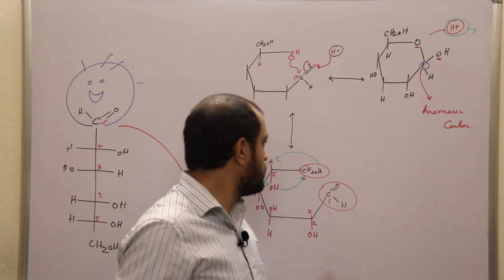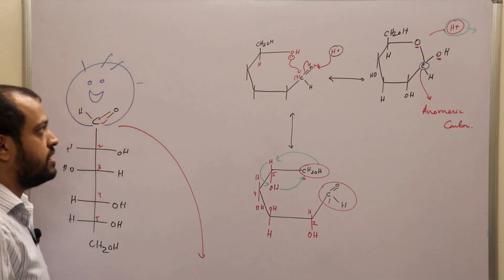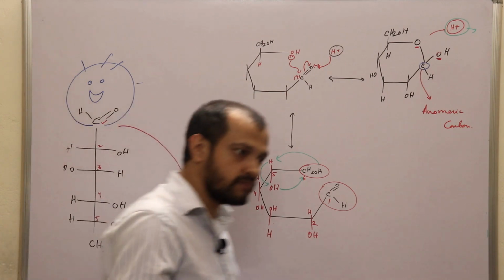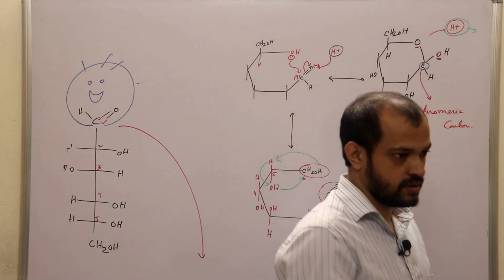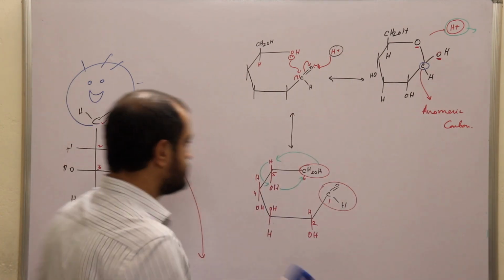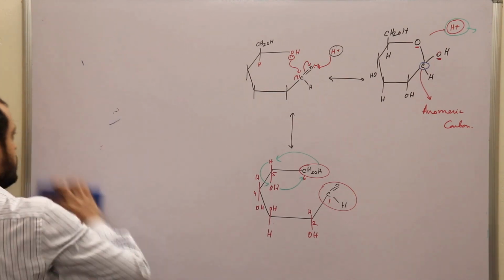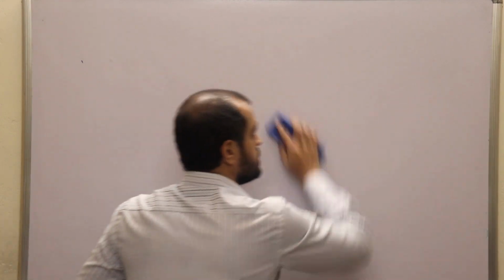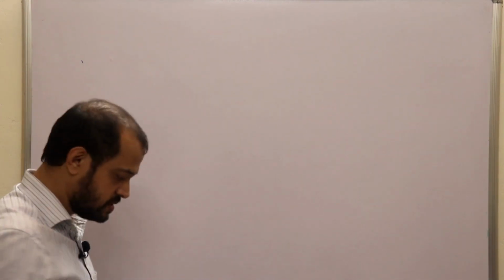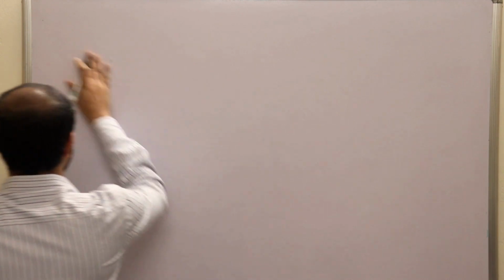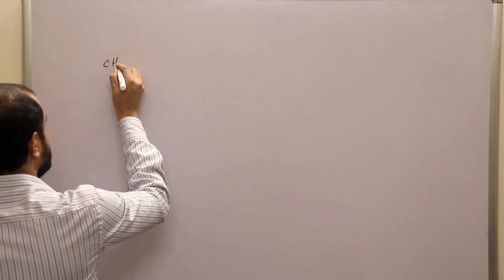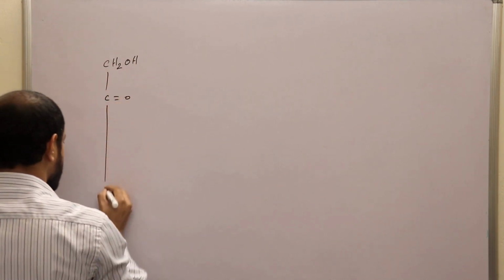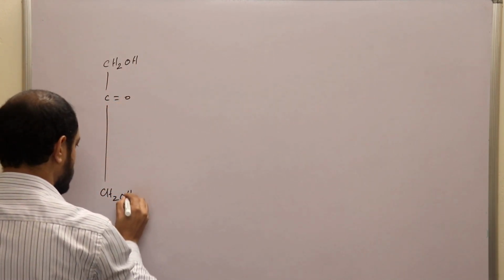Now you need to understand what happens when we use fructose instead of glucose here. Why am I talking about fructose? Because fructose is a very good example of a ketose. Ketose means having a ketone group. Now listen, how to draw a ketose, or how to draw fructose. This is how you draw a fructose.